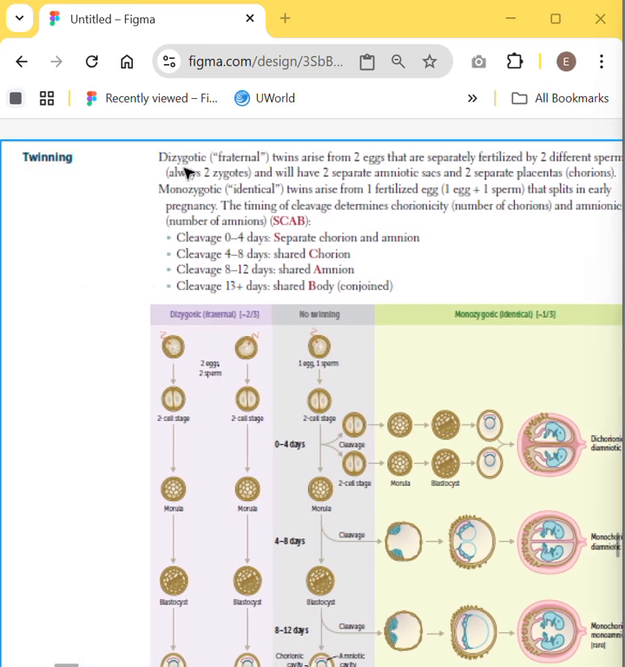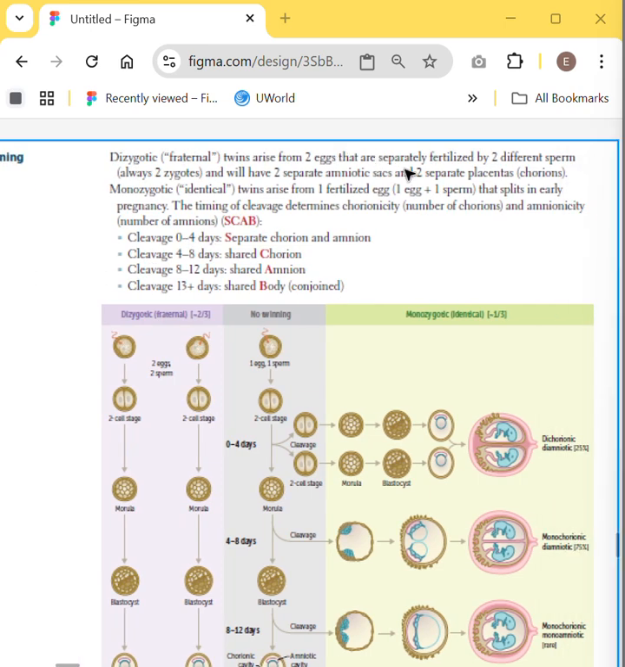First of all, we have dizygotic twins, which arise from two eggs that are separately fertilized by two different sperms. So there are always two zygotes. And these will have two separate amniotic sacs and two separate placentas, basically two chorions.